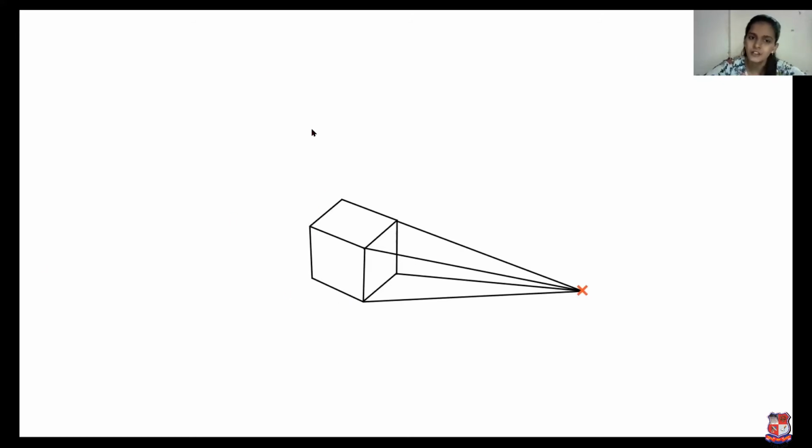Now consider the width. And suppose the lines coming from the width side are meeting in this point. So this is the second set of non-parallel lines that are meeting at a point. So it's a second vanishing point. So now in this figure, there are two vanishing points. So it's a 2-point perspective.